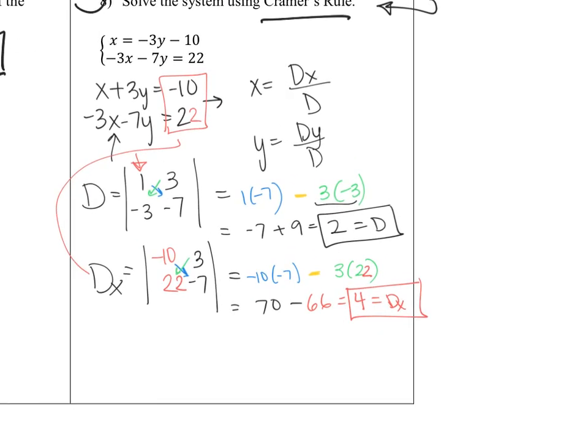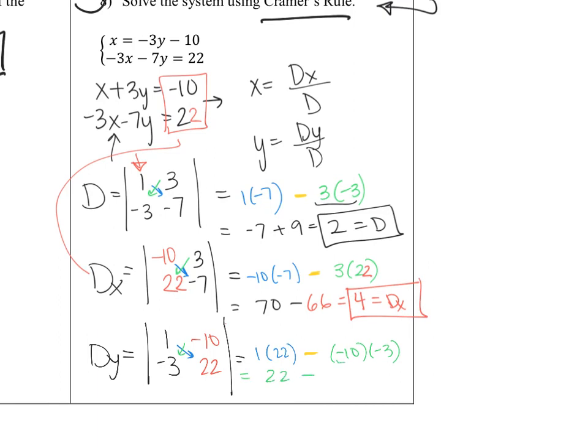Then I need to find my Dy, which is replacing not the first column, that stays the same, but replacing the second column with that negative 10 and 22. Be careful with that. And so then this is going to equal, we cross multiply, 1 times 22 minus, because that's the formula for determinant, the other diagonal, negative 10 times negative 3. So this is 22 minus positive 30, which will equal negative 8. That's our big Dy.